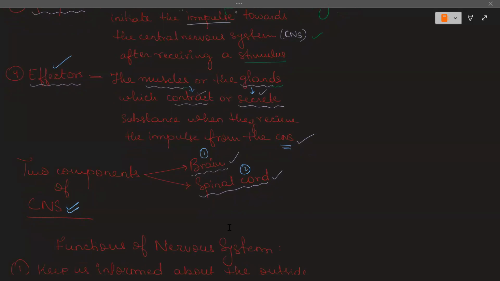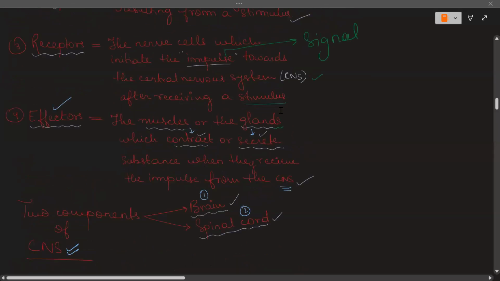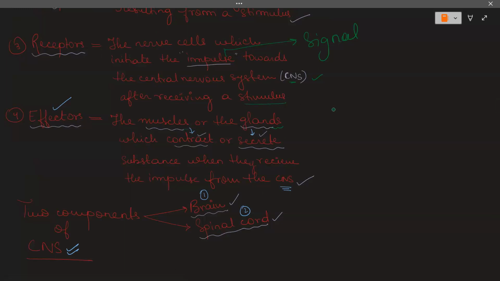What is CNS, ma'am? I'll tell you. CNS is central nervous system. This central nervous system consists of the brain and the spinal cord. So the brain along with the spinal cord makes up the central nervous system. Clear? Yes, ma'am.